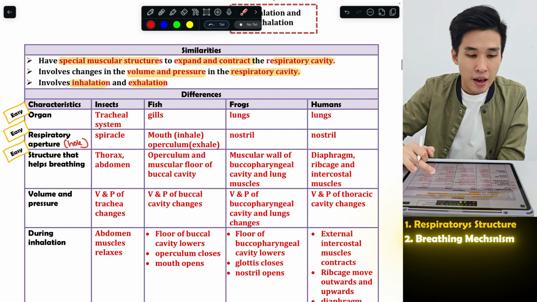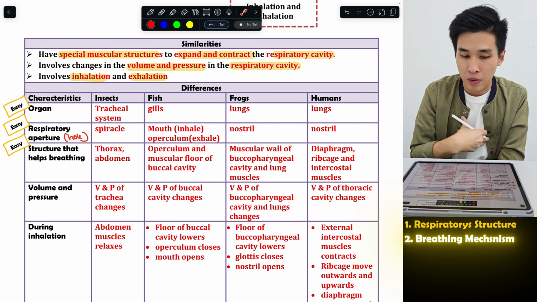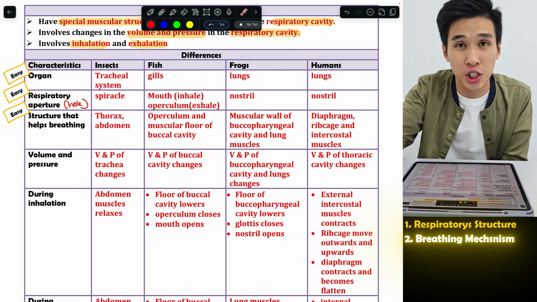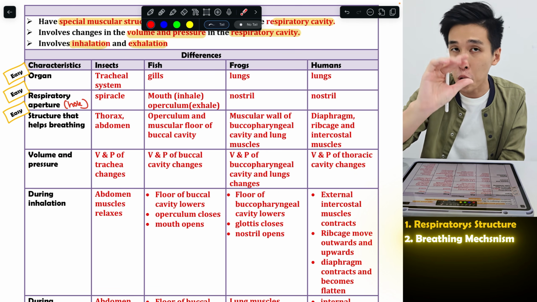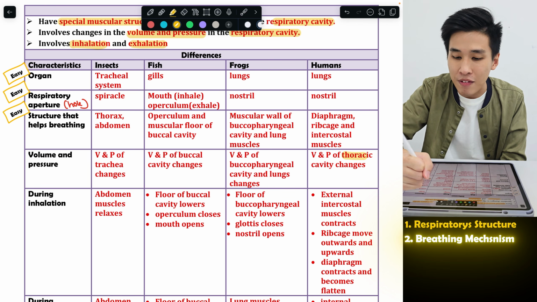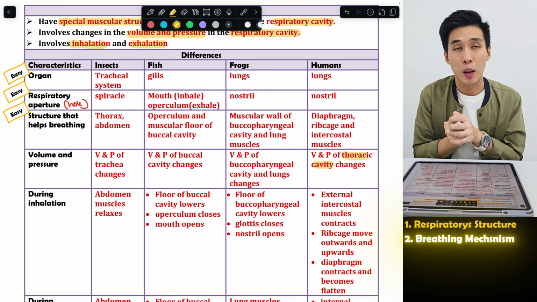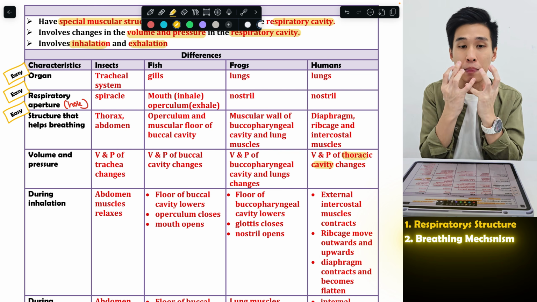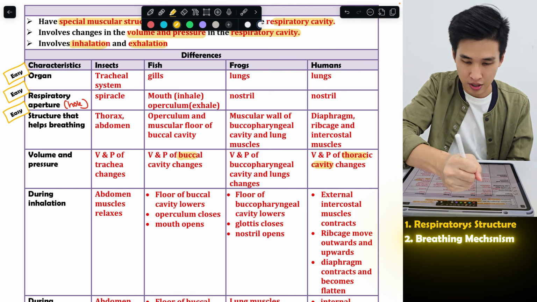Okay, then muscle affects volume and pressure. For every animal, the volume and pressure that change are not the same. So volume and pressure together is one point now. For example, in human, we say volume and pressure of thoracic cavity increase and decrease. But for example, fish, their mouth contracts and expands, so the buccal cavity changes.